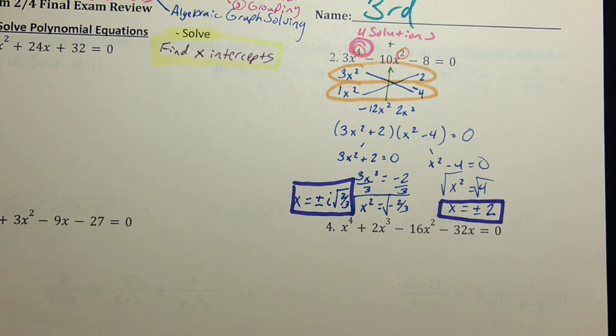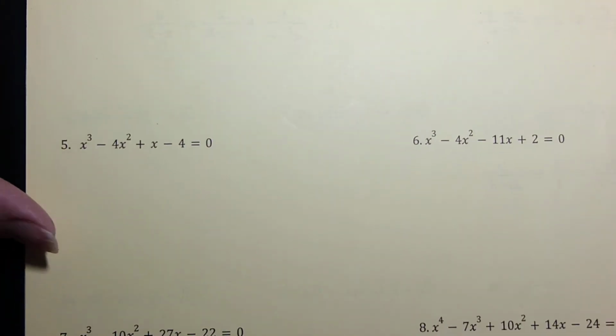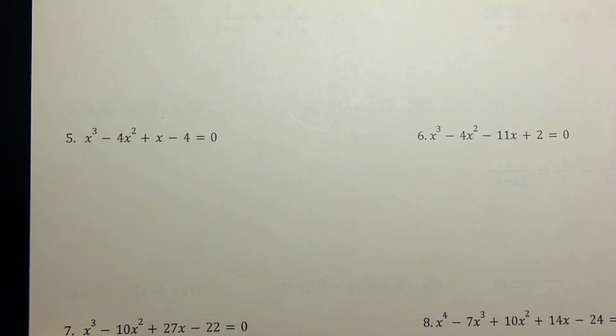So folks, let's go ahead and take a look at number 5. Do I have a GCF? No. So there's no number or variable that I can take out of all 4 of those. What's your gut telling you to do with this polynomial that has 4 terms? Split in half. It's grouping.